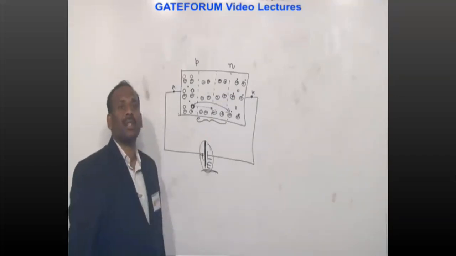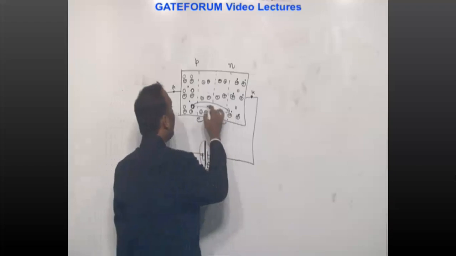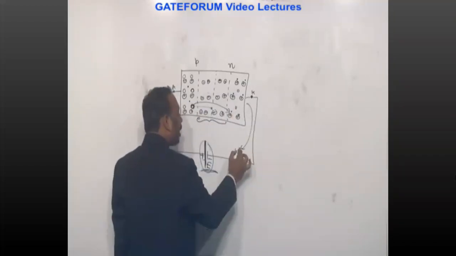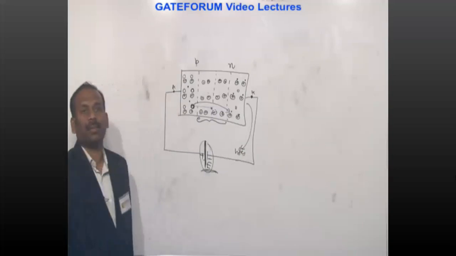So they cross the junction. Once they cross the junction, these holes are attracted by the negative terminal, holes are moving like this, therefore current will be resulted.